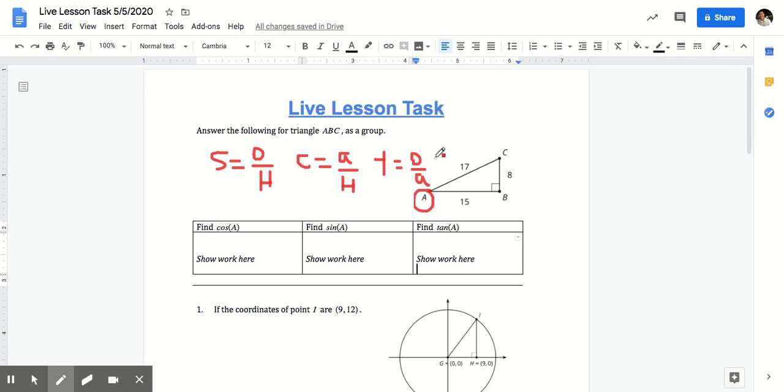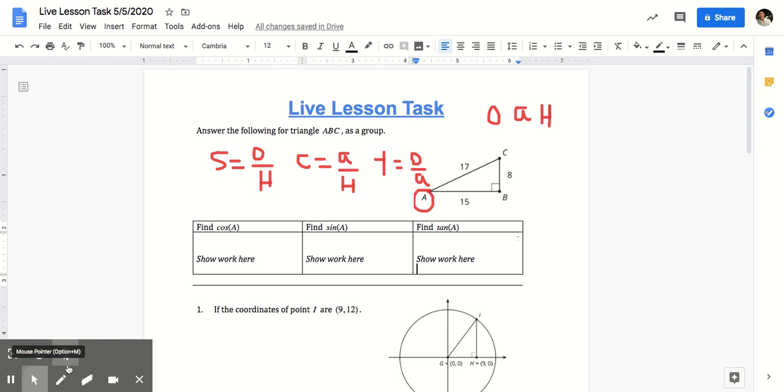So the first thing I would do is label which one's the O, which one's the A, and which one is the H out of these three sides here. And then use that to come up with your fraction, which you can turn into a decimal if you want to. You don't have to do that. You can if you want.